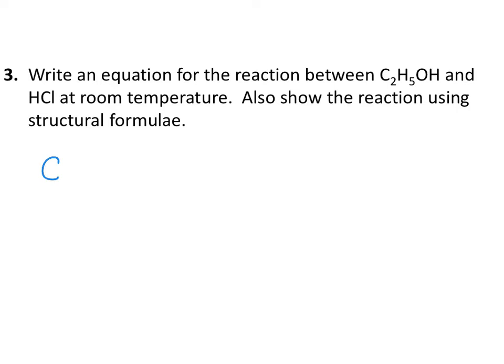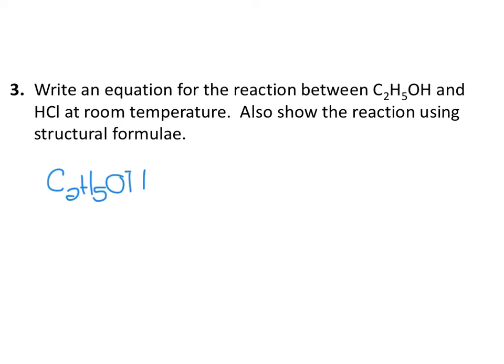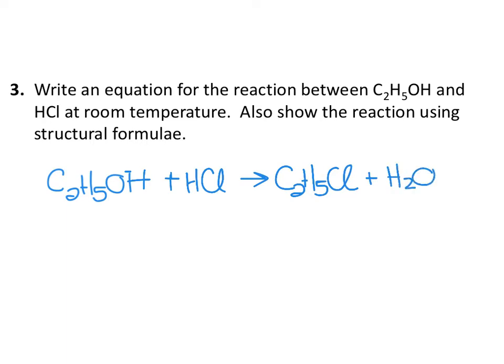So we had C2H5OH. We're going to react it with HCl. We are going to end up getting C2H5Cl and H2O. Now, they did say at room temperature, but this is a primary alcohol, which actually means we really should have done this at an increased temperature.